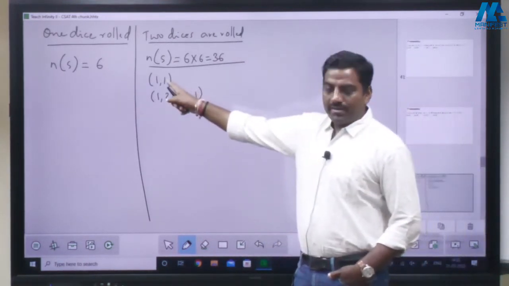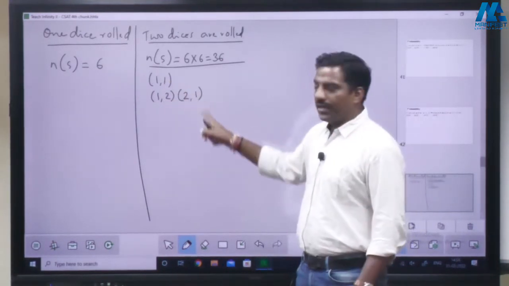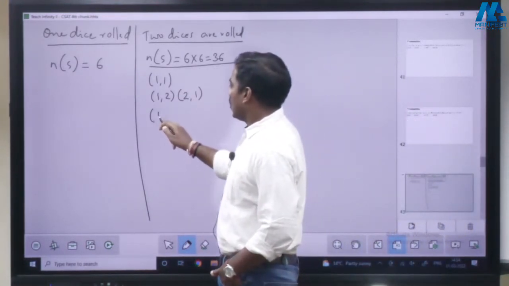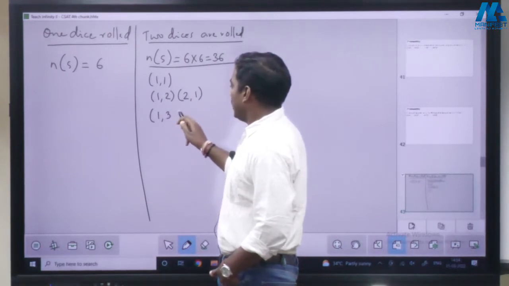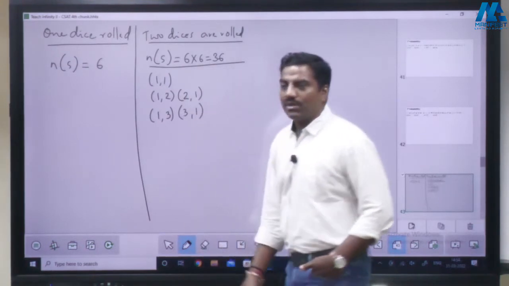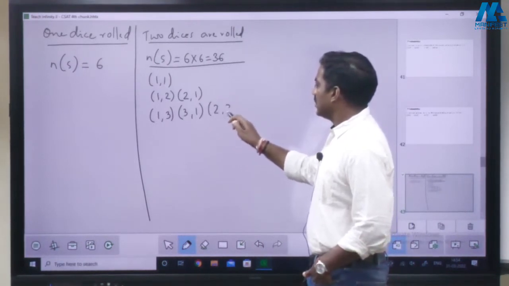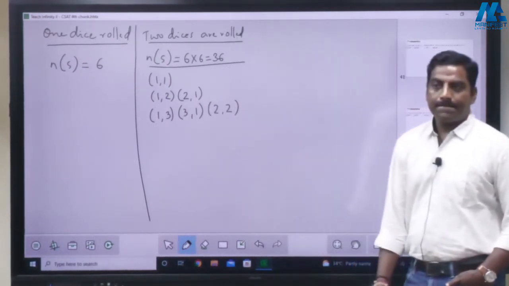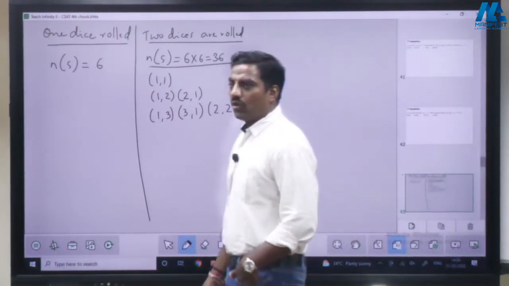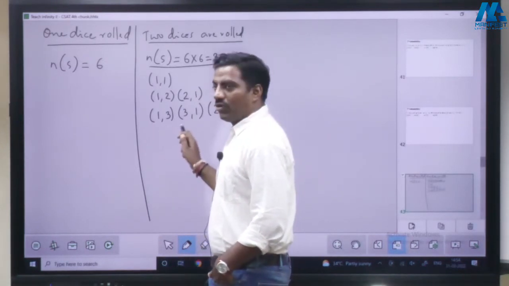Here, when you add the numbers on the dice, it is 2. When you add here, it is 3. Now, I'll go with 1, 3, 3, 1. Now I am getting the sum of 4. Other chances? Now I am going for the sum of what? 5. 4 is done.